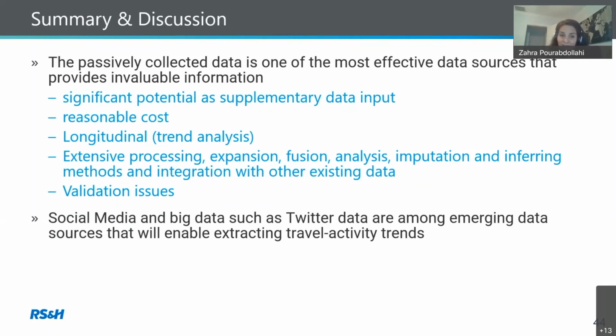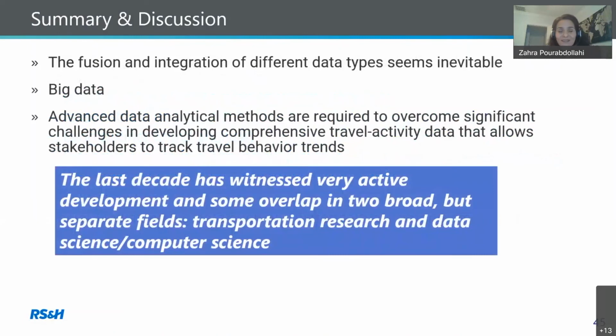And then there are the emerging data, which are social media and big data like Twitter. It is unbelievable how they can provide such data on travel behavior and activity trends. So as was shown, the fusion and integration of different data types seems inevitable. Some have advantages that the others lack. So to have the most comprehensive travel activity data, it would be beneficial to integrate and fuse different types of data to get more out of the data.